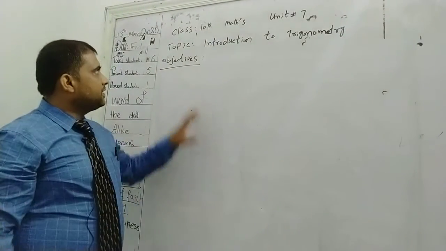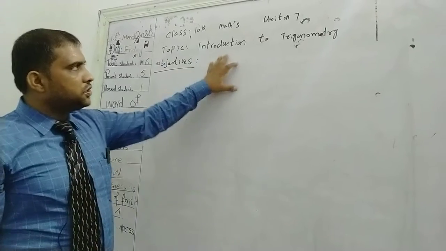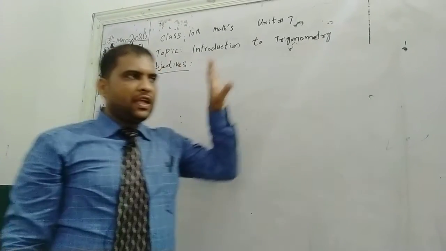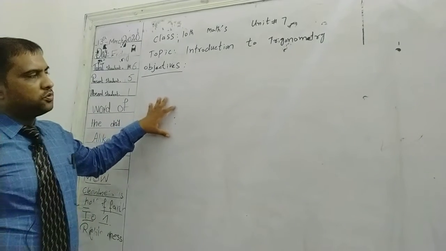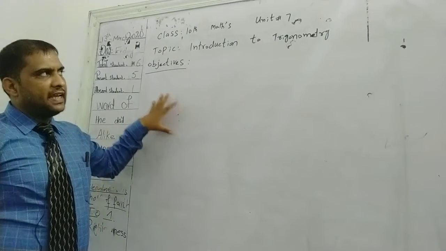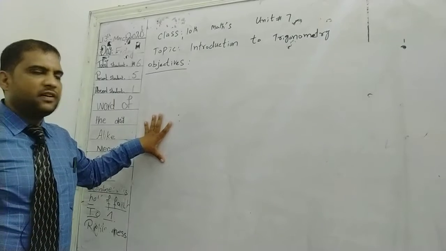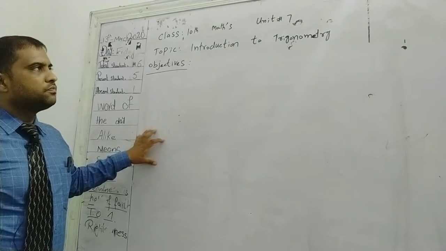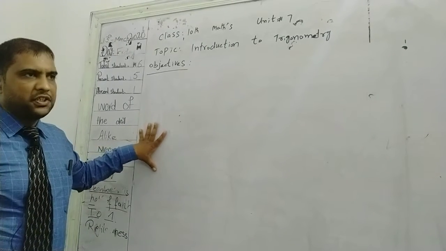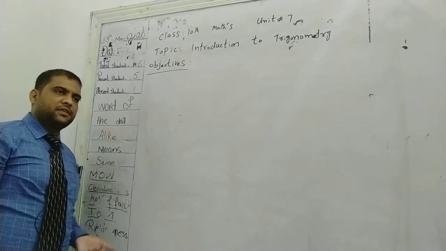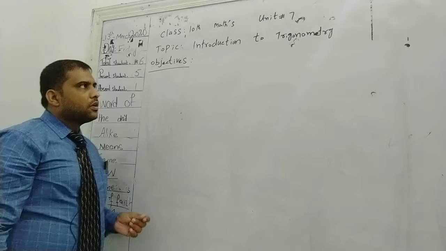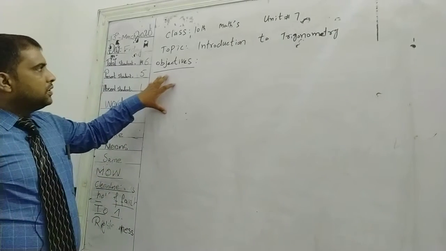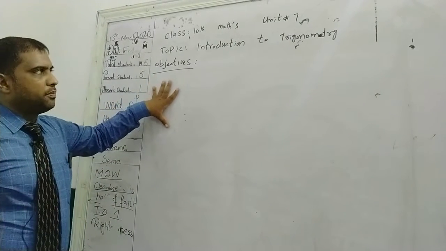Student, this is class 10th math unit number 7. My topic is Introduction to Trigonometry. Objectives of this topic: in this topic we will learn about triangles, shapes, and angles. Angle is basic information of shapes in mathematics and engineering, like different shapes of buildings, houses, bridges. So these are the objectives of this topic.